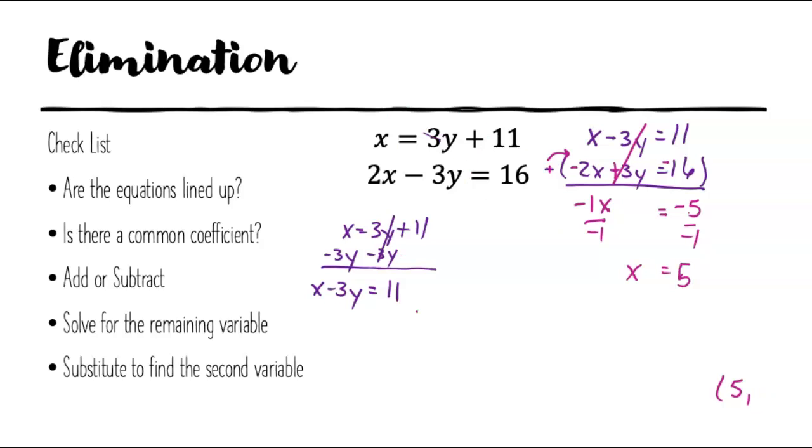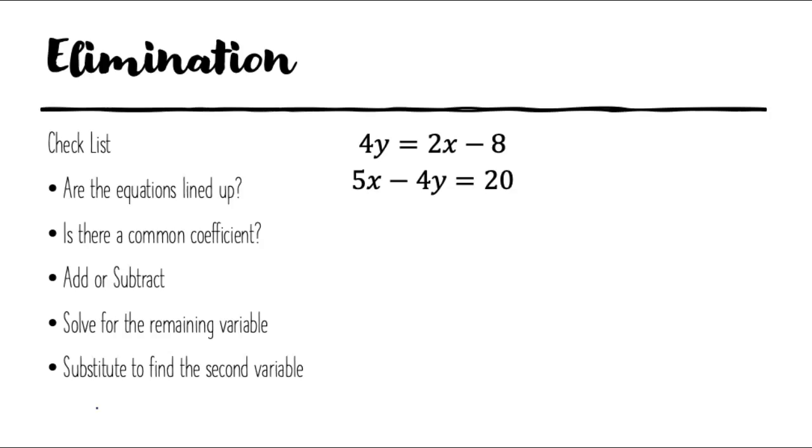I'm going to go back to my original equations and use one of those. So x is 5, and I'm looking for y. That means 5 equals 3y plus 11. So I subtract 11 from both sides. So negative 6 equals 3y. Divide both sides by 3, and negative 6 divided by 3 is negative 2, so negative 2 equals y. So my solution is 5, negative 2. Don't forget, as a mathematician, you can check that this is correct by plugging 5, negative 2 into both equations.